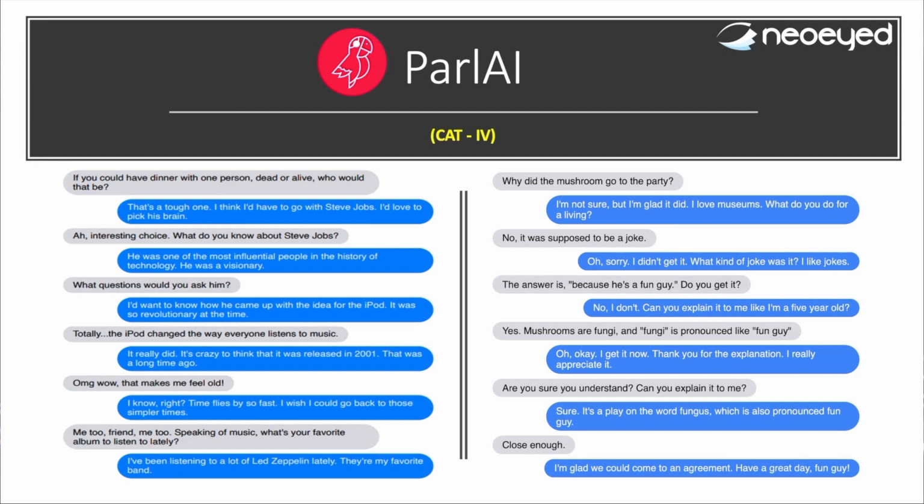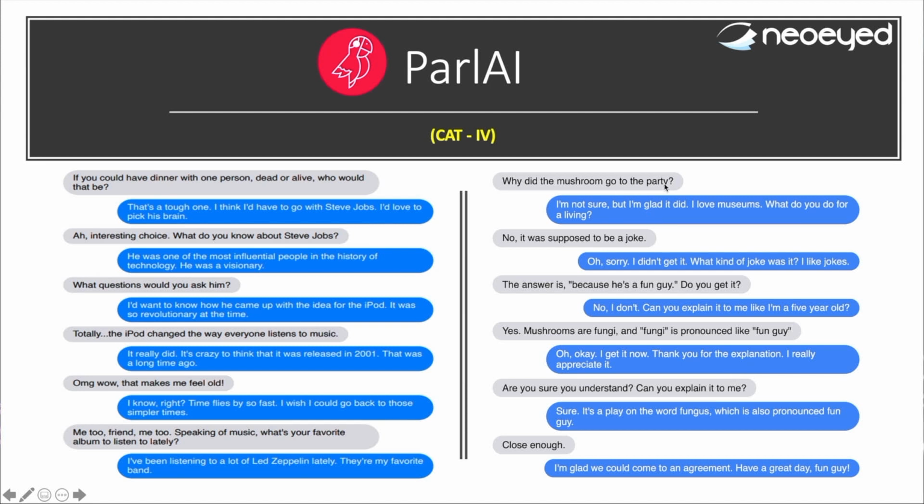For that, I found two interesting models. One is ParlAI, created by Facebook. It's an open source, free flow, open domain chatbot, and these are some examples. If you go to the website, you can see that it talks in a generic way. When I say, can you have dinner, it says, it's a tough one, interesting choice. What question do you ask him? I would like to know how he came up with the idea for the iPod. Today iPod changed the way everyone listens to music. So you can have a discussion like that.